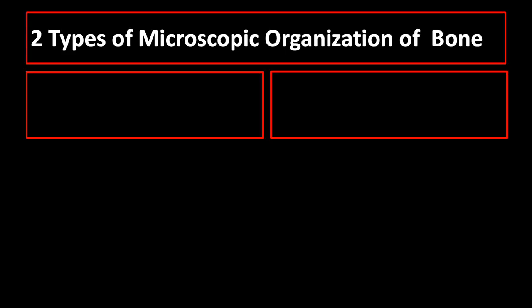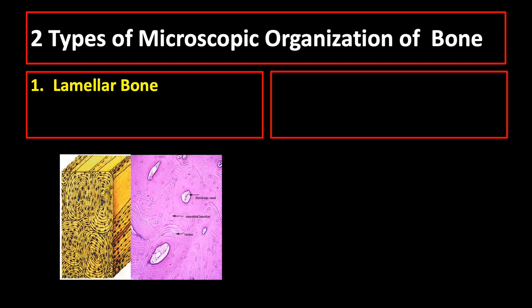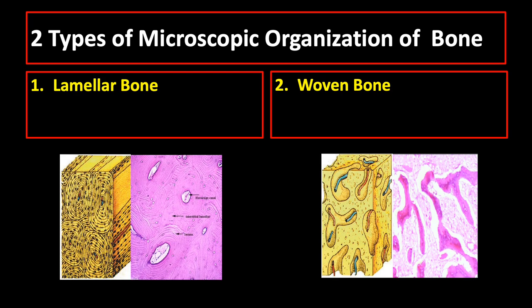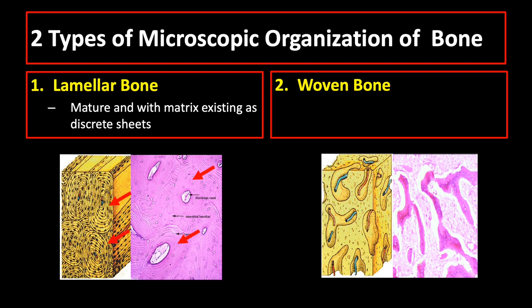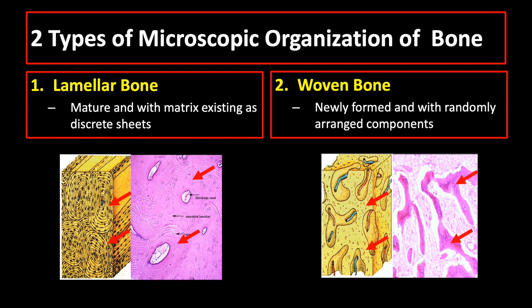Now, let us discuss the microscopic organization of the bone. There are two types of microscopic organization of the bone, lamellar bone and woven bone. Lamellar bone is mature, with matrix existing as discrete sheets, while woven bone is newly formed bone with randomly arranged components.